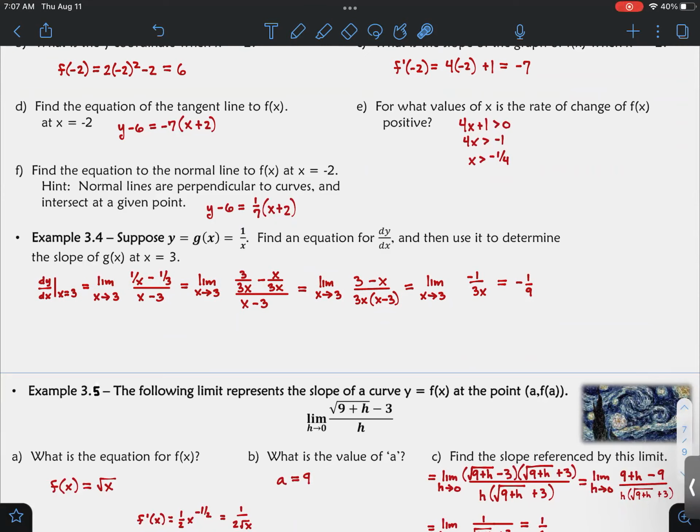So here's me doing f of x minus f of a over x minus a, and then still going through some algebraic steps to evaluate that limit. But if you did it with a shortcut, that's fine.